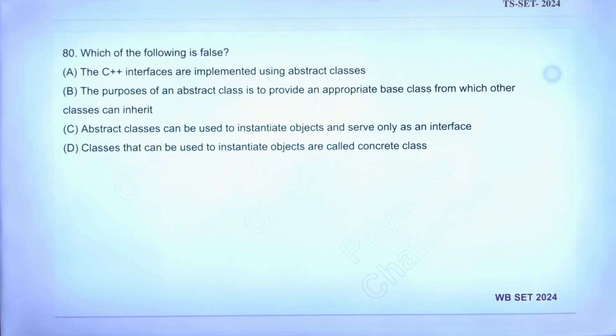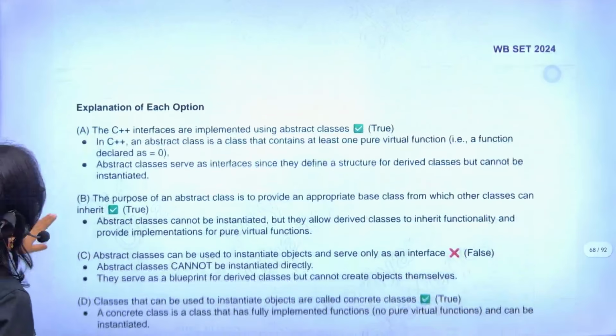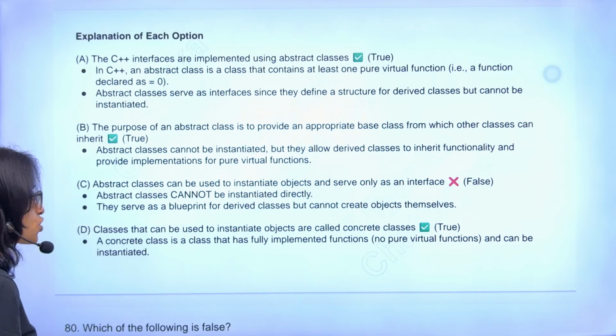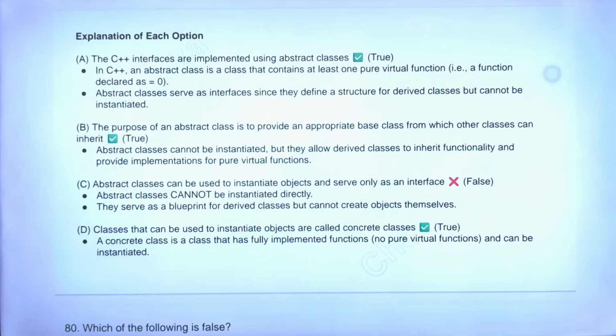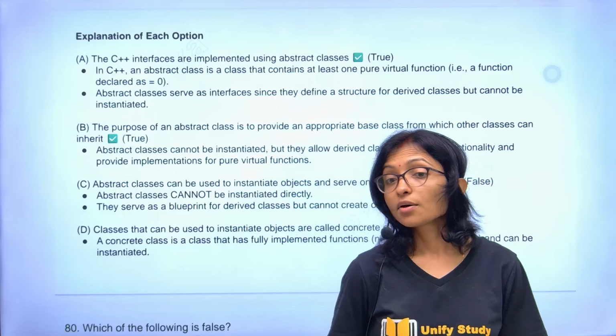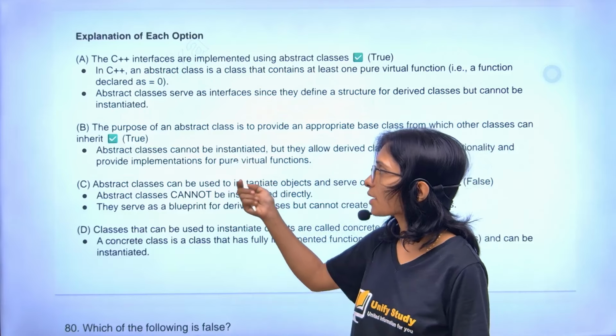Here, which of the following is false? It is asking you which one is false. So, first option, C++ interfaces are implemented using abstract classes. This is true, because we learned that already. Using abstract classes only we are doing it. Next one, the purpose of an abstract class is to provide an appropriate base class which other classes can inherit. That is also true. Through the abstract class, we write pure virtual functions or virtual functions, and a pure virtual function should be there which can be extended.